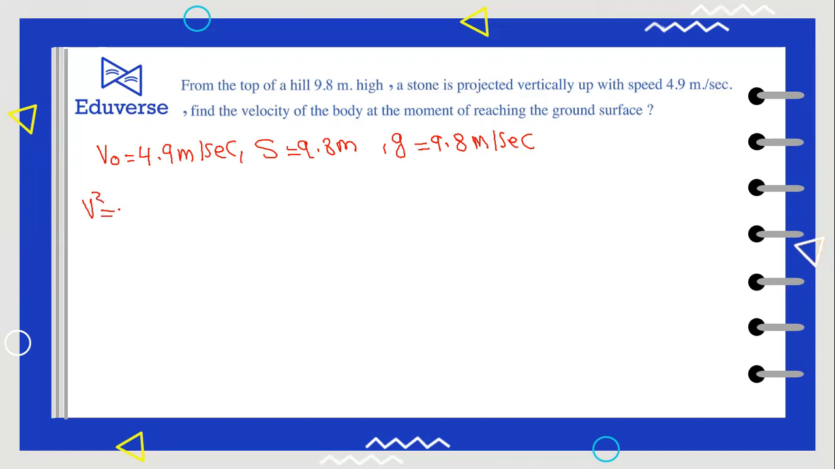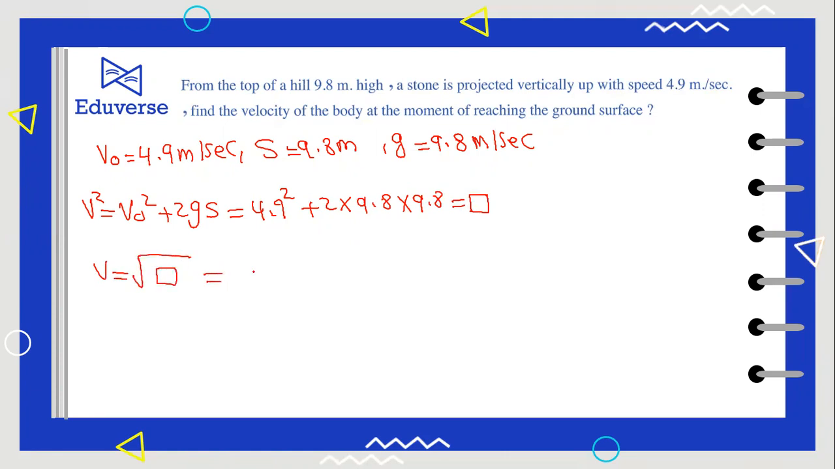I have a rule: v squared equals v naught squared plus 2gs, which equals 4.9 squared plus 2 multiplied by gravity, 9.8, multiplied by distance, 9.8, also equal to a value, but I want a velocity. I will take the root of this value. The result will be 14.7 meters per second. Okay, that's the terminal velocity when the body reaches the ground surface.